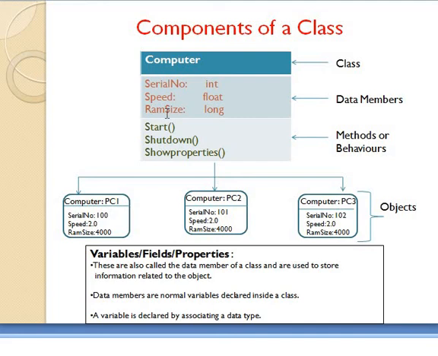Now the question is, why do you think they have first declared these data members inside the class? This is because if these data members are not declared inside the class, they cannot be used to store information related to the objects, such as 100 for serial number, 2.0 for speed, and 4000 for RAM size of the object PC1.